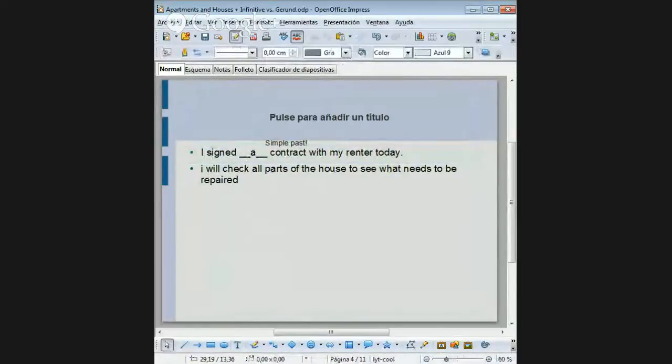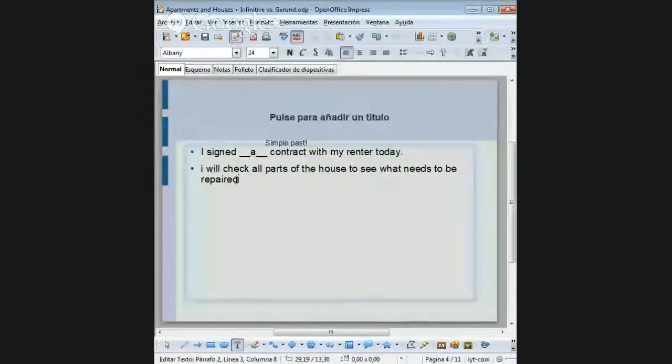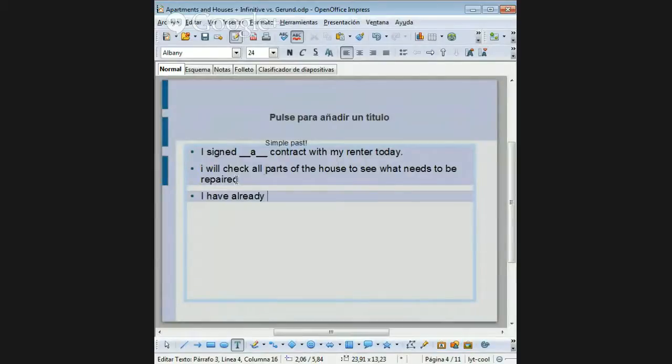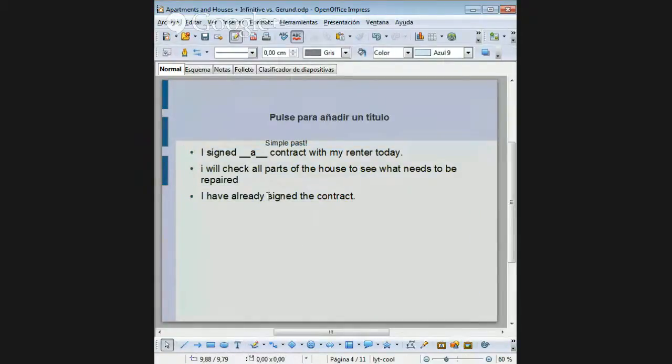I think it sounds good, today. Yeah, today. You could use the present perfect, I have signed. You could say, I have already signed the contract. But if it's just today, it already happened, it's over, so we use the simple past. I signed a contract. Can you read the whole sentence? I signed a contract with my renter today.